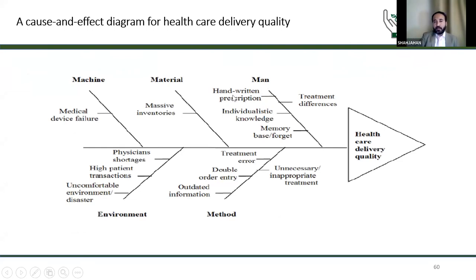Now, the main categories: problems in handwritten prescriptions, memory lapses, forgetting, treatment differences. What's the problem in material? Massive invoices. If a machine is not working, it comes under the heading of medical device failure. If there's a problem of environment: physician shortages, high patient transaction. And if we have a problem in treatment error, like double order entry, double order entry will come under the heading of method.